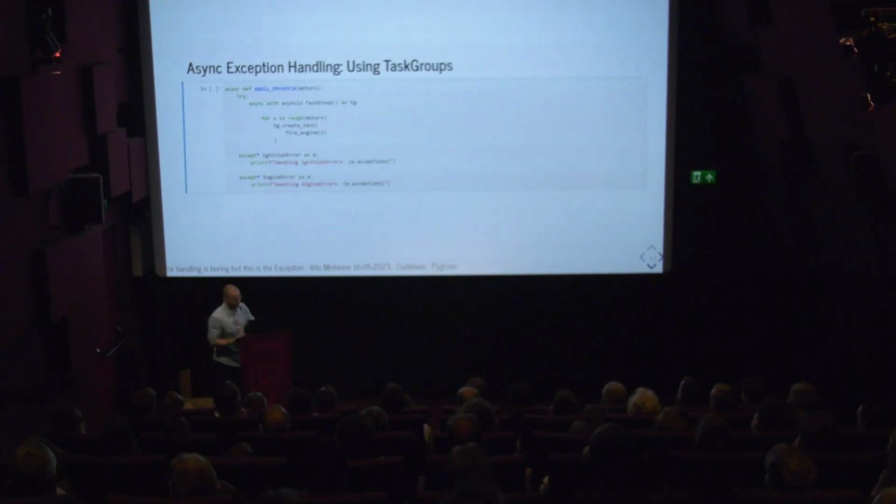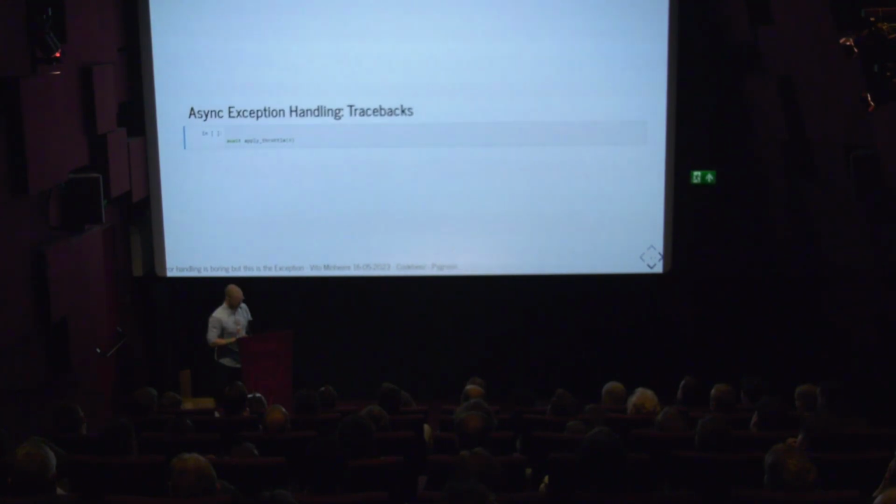So you have a context handler with async with, and you create a task group and then add your tasks to that. And it has a special syntax, the except star. And the star in Python will unpack things for you. So in this case, it will unpack the ignition error from the exception group, and you can handle those.